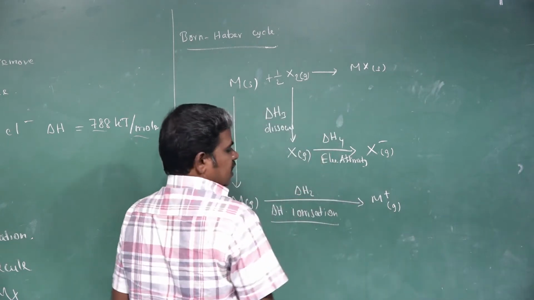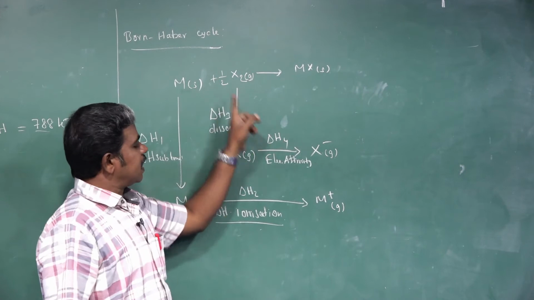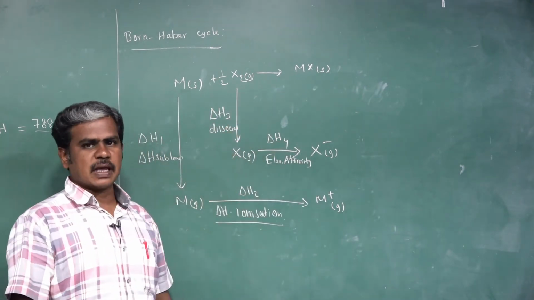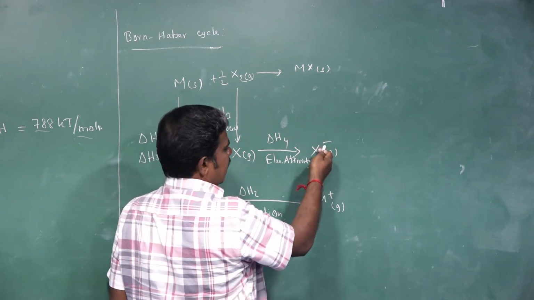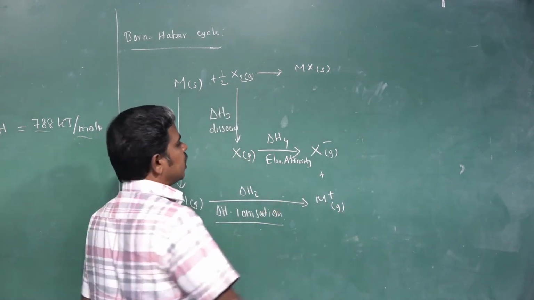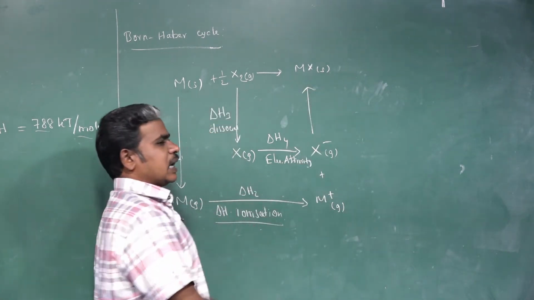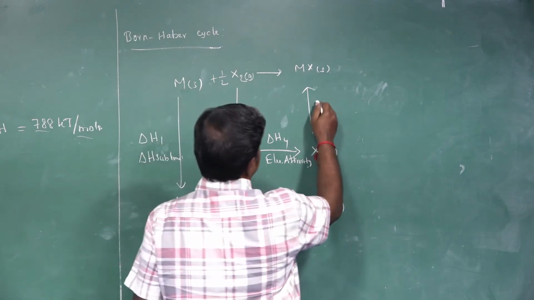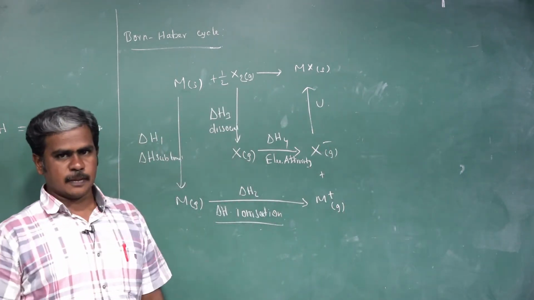And here we are taking M becomes M plus and X becomes X minus. So what will happen? It is a cation and an anion. So the cation attracts the anion and forms the solid MX, that is a metal halide, and here it is known as U, that is lattice energy.